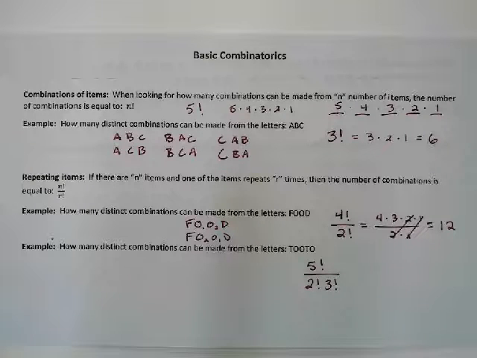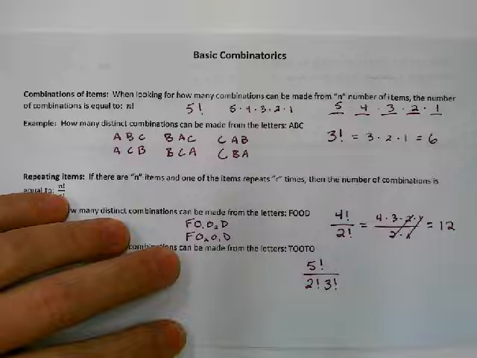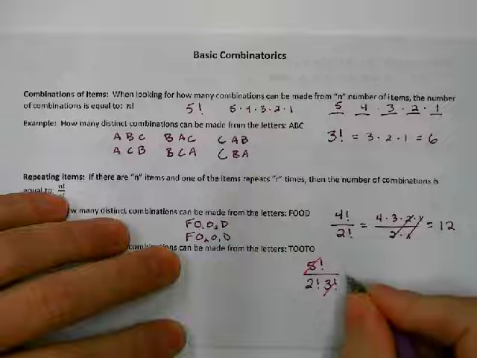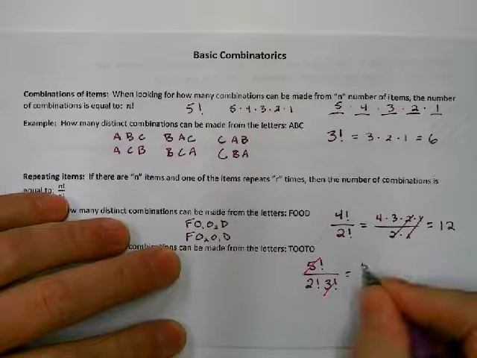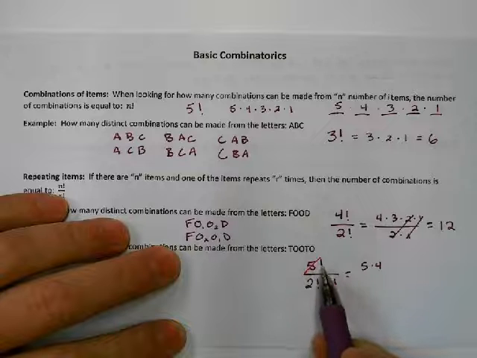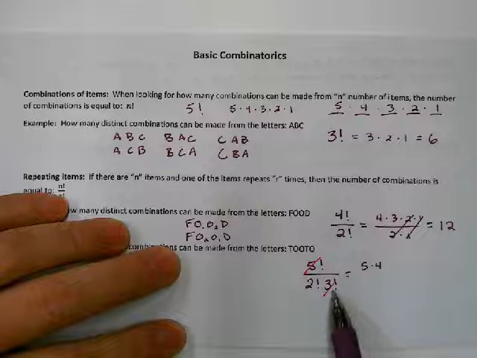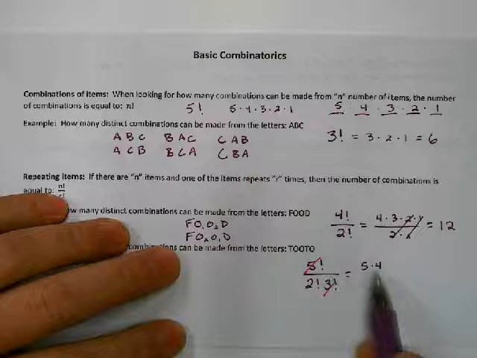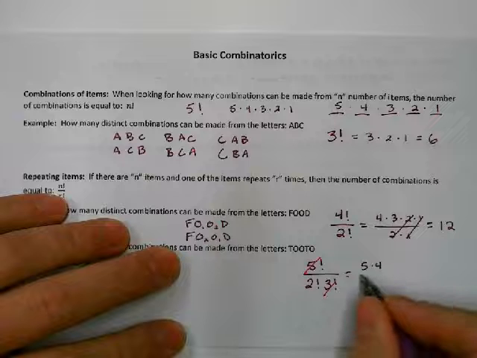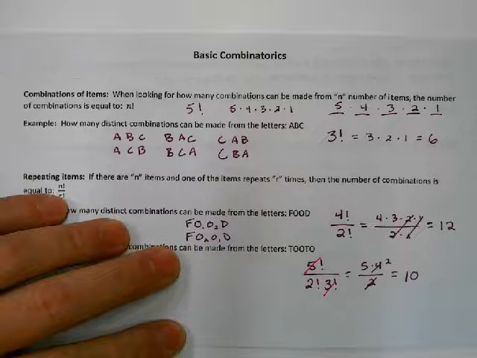Now, one thing that you can do is, before you start writing everything out like this, the 3 and the 5 are going to reduce so that on top you're left with 5 times 4. Because remember, this is 5 times 4 times 3 times 2 times 1. The 3 times 2 times 1 is being reduced by the 3 factorial, leaving us with only the 5 and the 4 in the numerator. And then this is 2 times 1, so divide by 2. 10 would be our number of combinations.